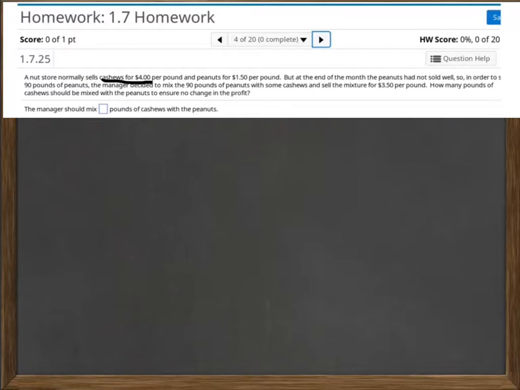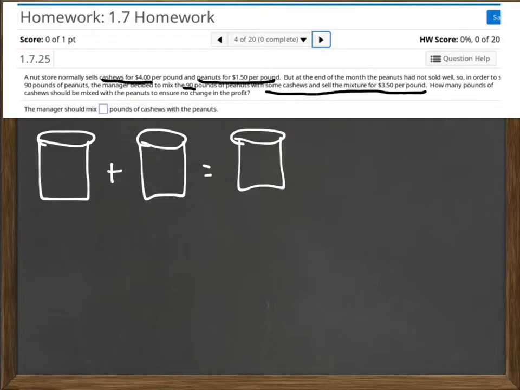So first, a few little notes here. Cashews cost $4 per pound. Peanuts cost $1.50 per pound. And we have 90 pounds of peanuts, and the other thing is that the mixture is going to sell for $3.50 per pound. So being a standard mixture problem, we use our two containers that are going to get put together to make a third thing.